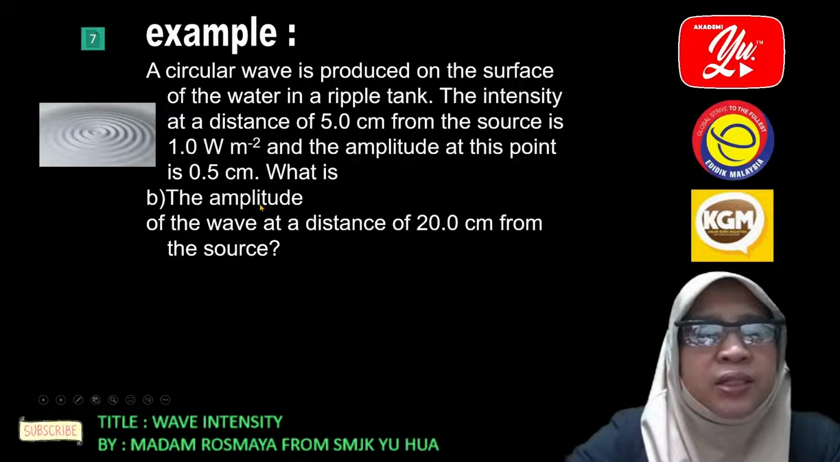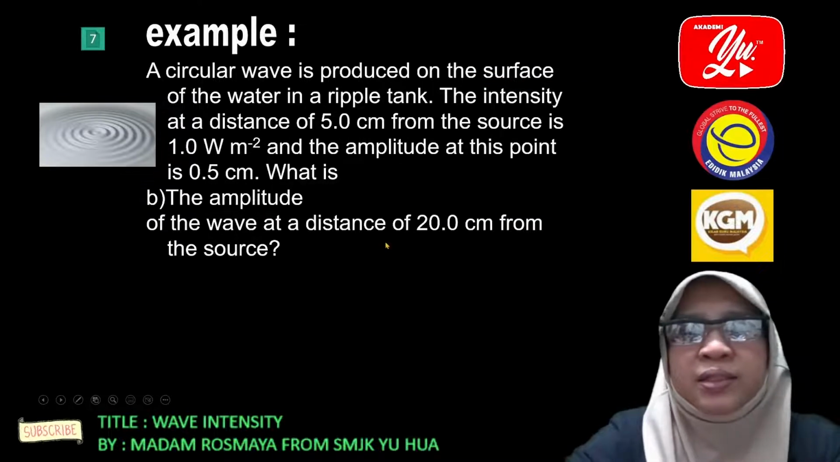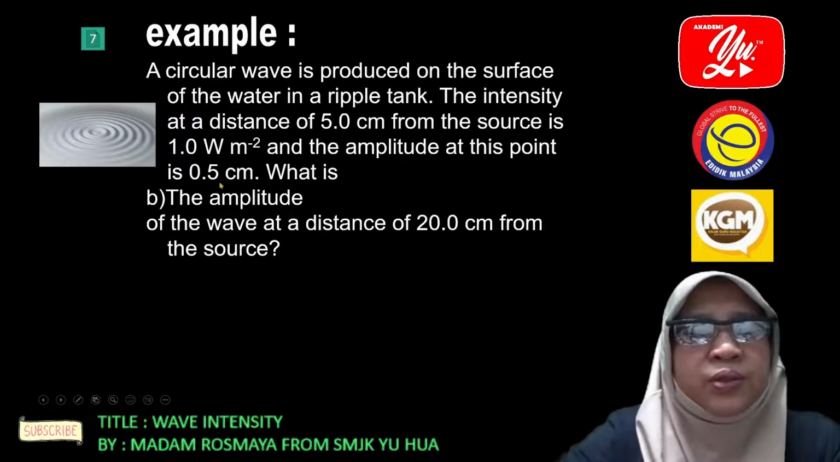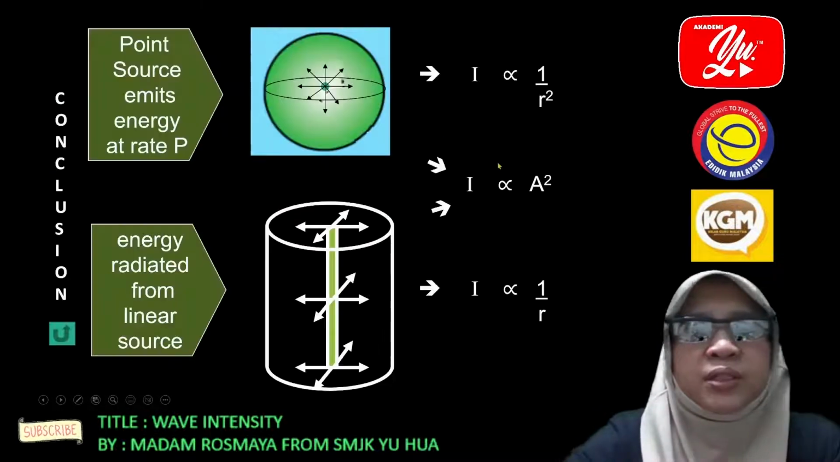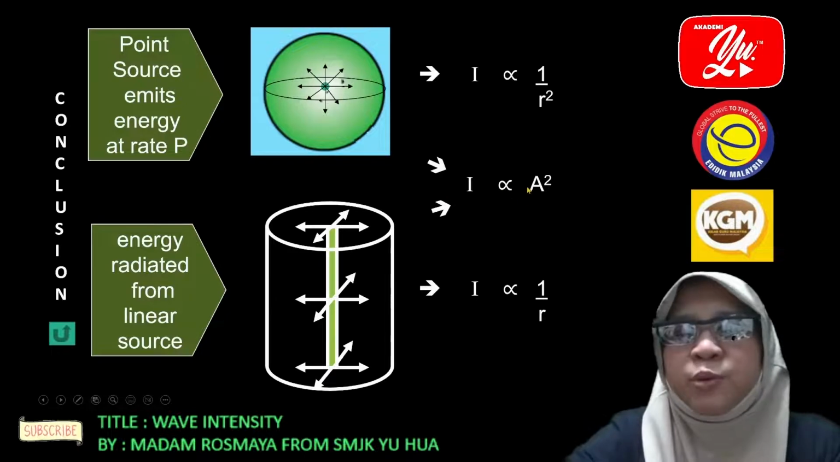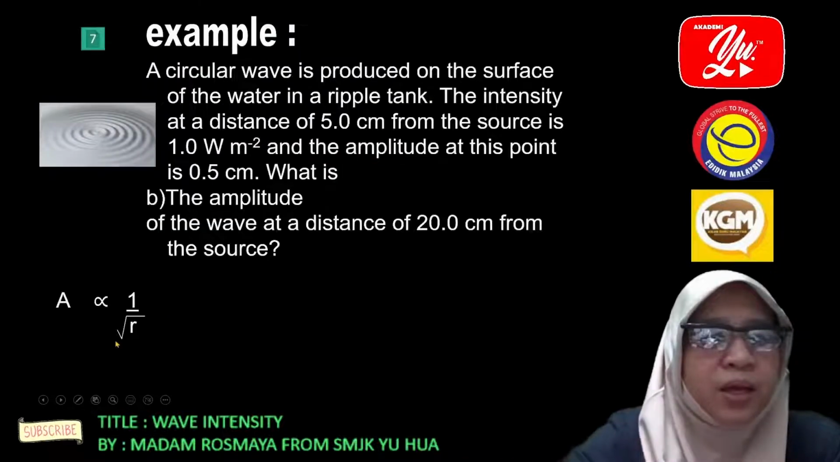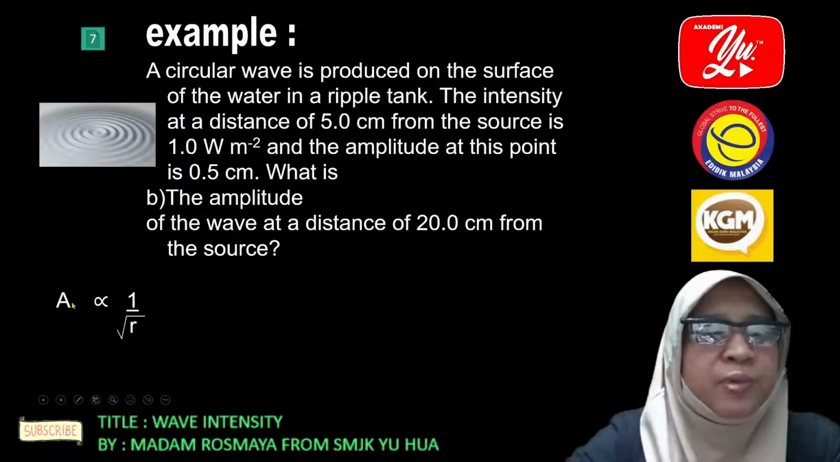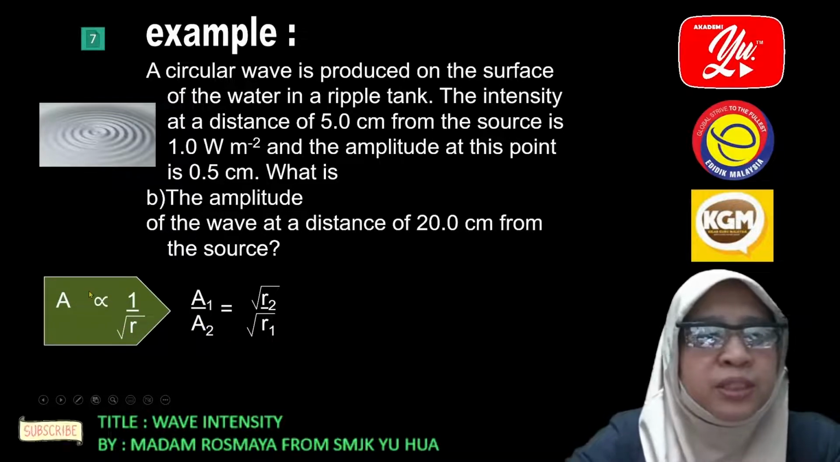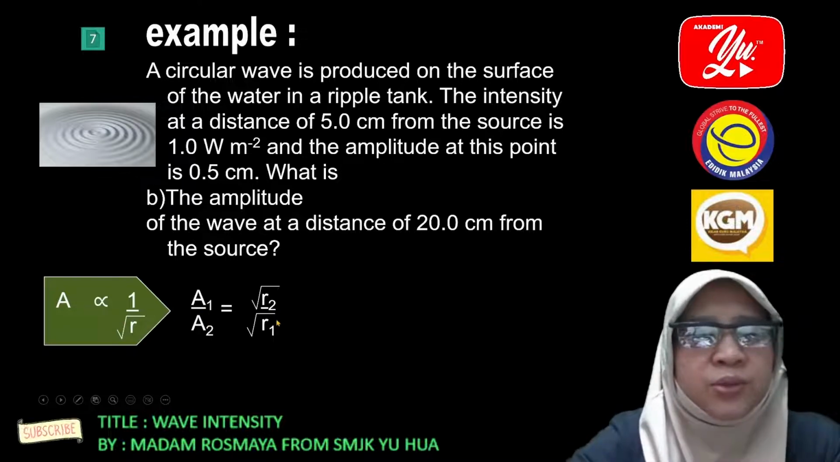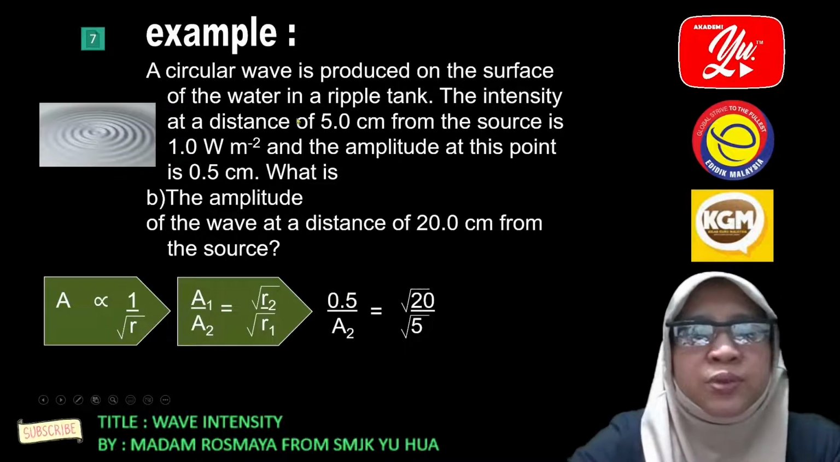Next, we find the amplitude of the wave at a distance of 20 centimeter from the source. For amplitude, we use the formula intensity is directly proportional to the amplitude squared, and this time also directly proportional to 1 per r. Squaring both sides, we get amplitude directly proportional to 1 per square root of r. Now we form the equation, because this is inverse: A1 per A2 equals square root of R2 per square root of R1.